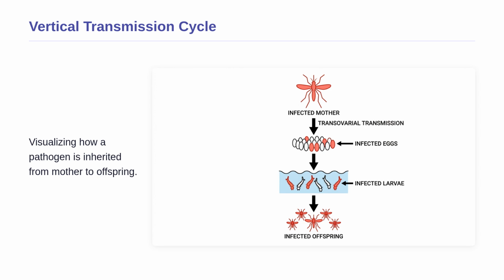As we move further down, these infected eggs hatch into infected larvae swimming in the water. Finally, at the bottom, these larvae mature into a new generation of infected offspring, ready to transmit the disease the moment they take their first bite. This diagram perfectly illustrates how the disease bypasses the need for a human host entirely.